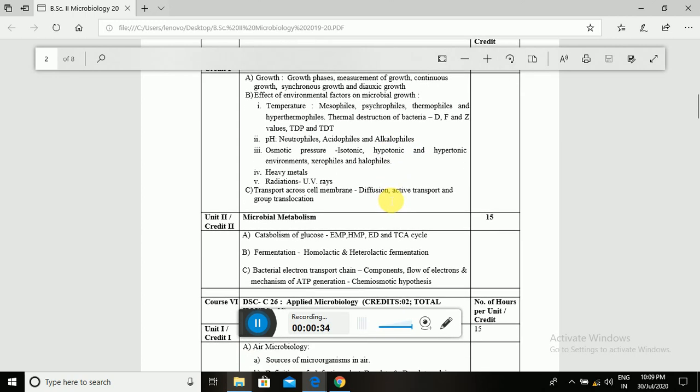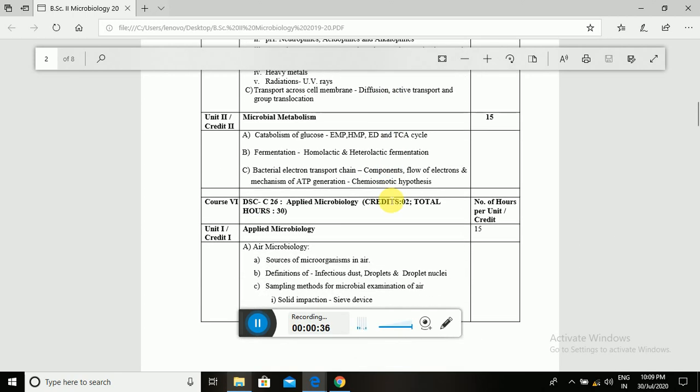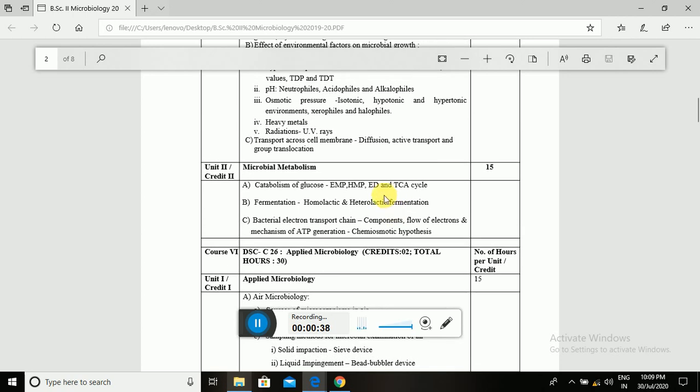So in this present lecture we are going to discuss unit number 2 or credit 2, that is microbial metabolism. The microbial metabolism consists of 3 points. First one is catabolism of glucose. Second one, B, fermentation, and C, bacterial electron transport chain, that is ETC.